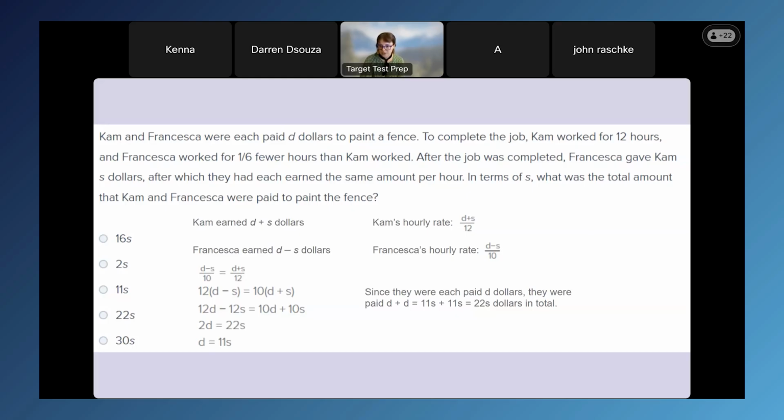What was my quant score during my first mock? I want to say it was like an 81. I would have to look to be sure, but I think it was like an 81.